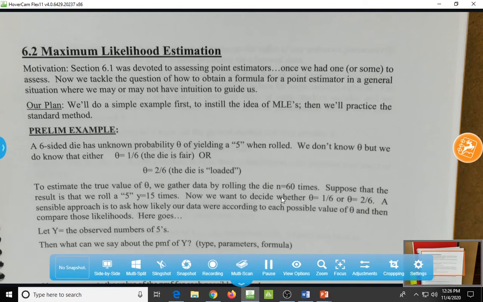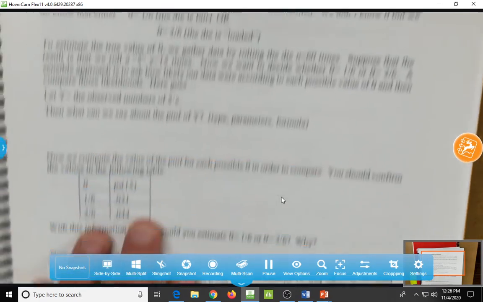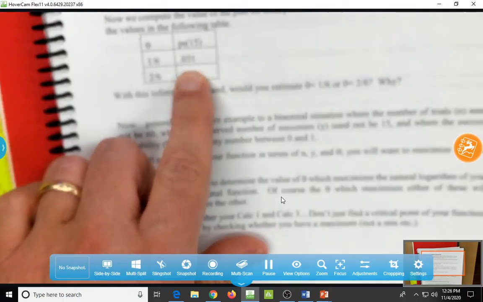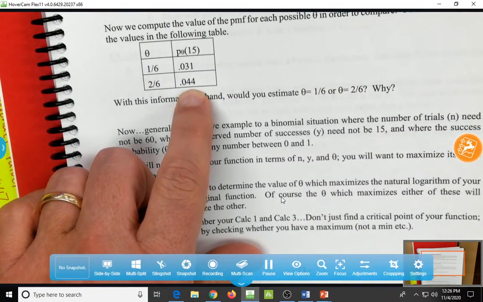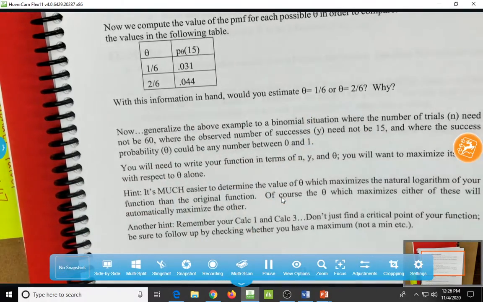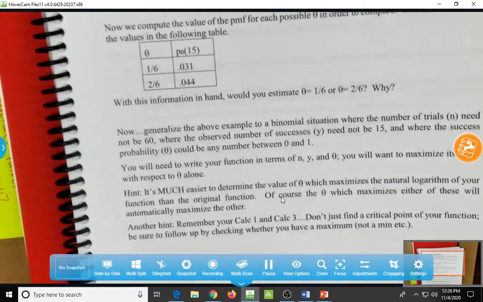In this case, I come up with these probabilities, and you can check them if you want. If it's 1/6, I get a 3% chance. If it's 2/6, it's 0.044. Which one would you select? Would you say it's the loaded die or the unloaded die?